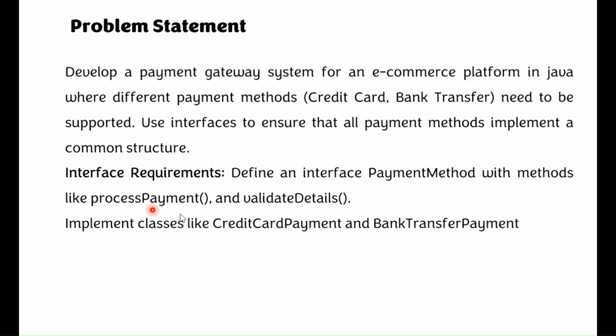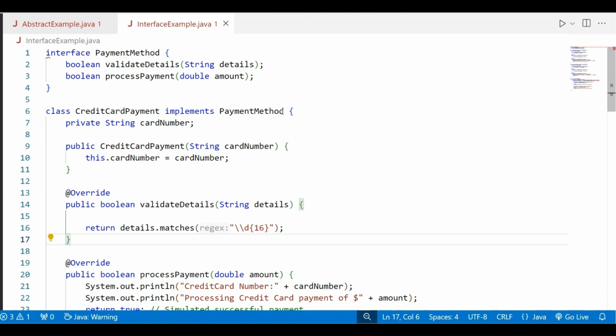Let me write the code for this problem statement. This is the solution for the problem statement. The interface name is PaymentMethod, which consists of two abstract methods, validateDetails and processPayment. These methods must be implemented in the classes. The class CreditCardPayment implements interface PaymentMethod. This class consists of one instance variable. The parameterized constructor is used to initialize the instance variable.